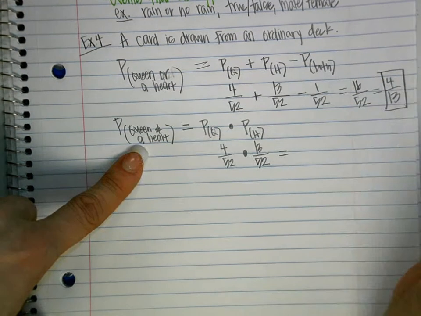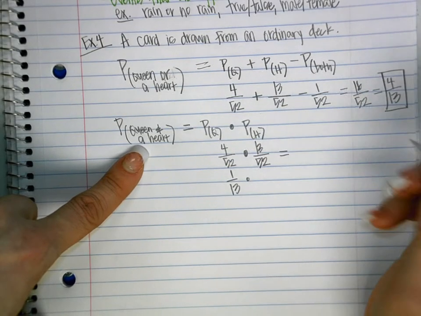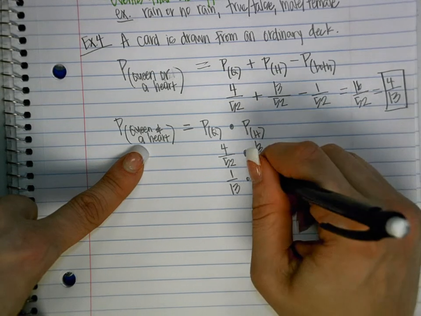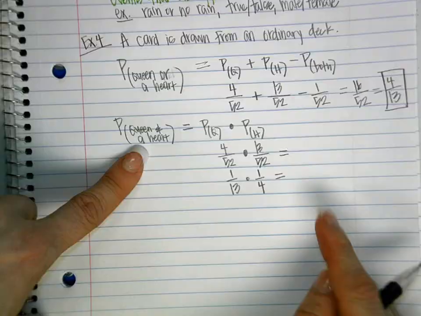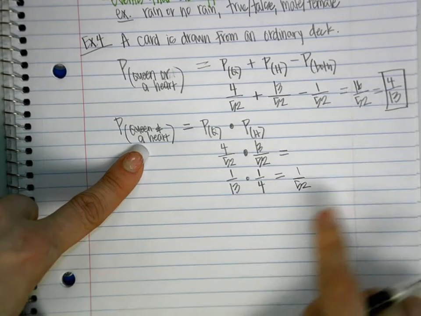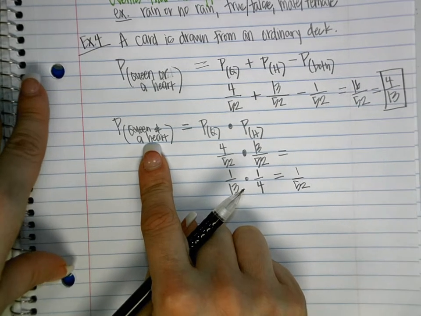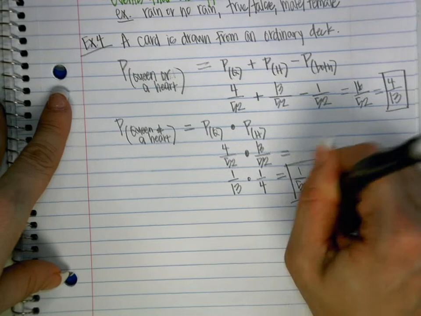If you reduce this, this is 1 out of 13. This is 1/4. I'm just saying if you reduce these before you multiply. Oh, okay. So 1 in 52. Or you could just think of how many queens of hearts are there? 1 in 52. So you didn't really have to do all this, but you can if you didn't automatically see that. Okay?